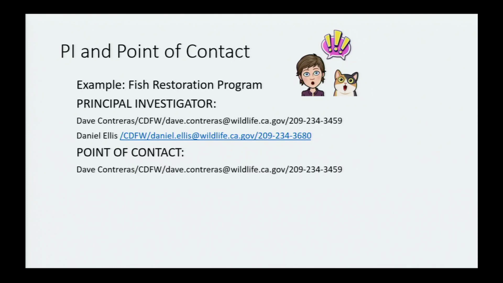One thing that could be helpful is if you have a programmatic email that is stable, and so if Dave Contreras ever leaves the Fish Restoration Program, which might make Stacy cry, there would be an email contact that the program could use, but not all programs have a designated email, so just make sure you update your data management plan as staff changes.